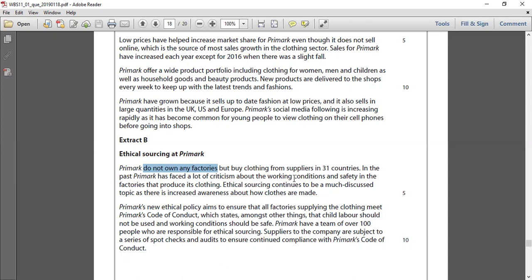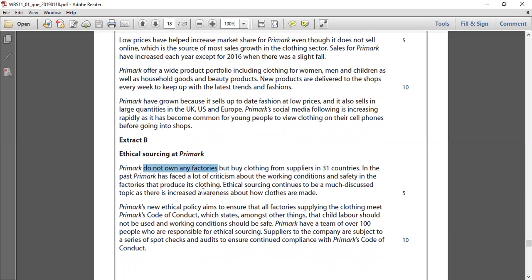That's what a lot of luxury brands and successful international multinational companies do. Some locations are good for selling, some locations are good for manufacturing. So they have 31 manufacturing locations, and the main three markets they have are US, UK, and Europe. In the past, they have faced so much criticism regarding the working conditions and product safety in the factories.